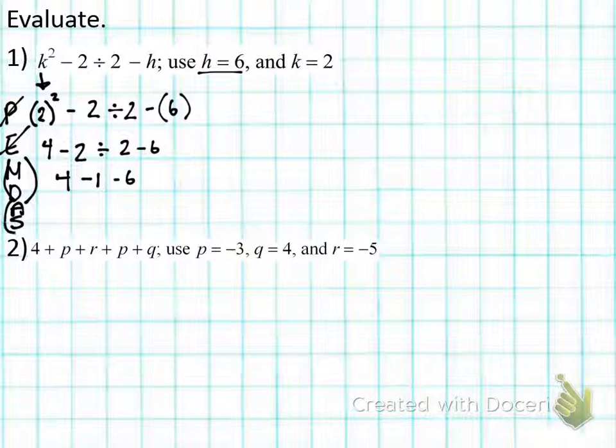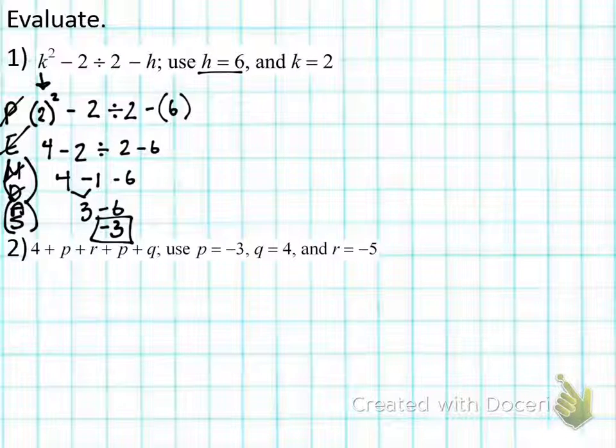Then we are doing add or subtract from left to right. We're going to do 4 minus 1 is 3. We get 3 minus 6 is negative 3. And that's your answer to number 1. Okay? So we're doing the same thing as what we did yesterday, except what are we doing? We're replacing variables with the numbers. Does that make sense? Questions on number 1? Questions? Okay, number 2.